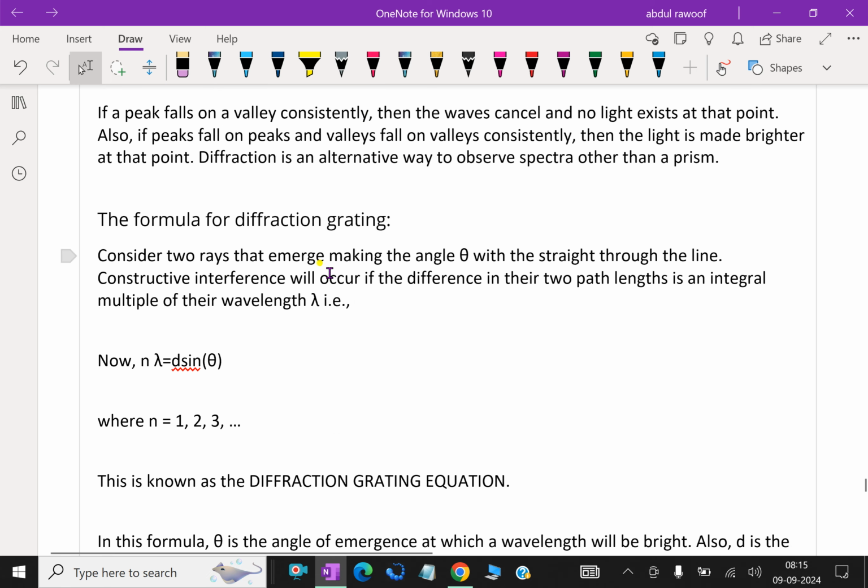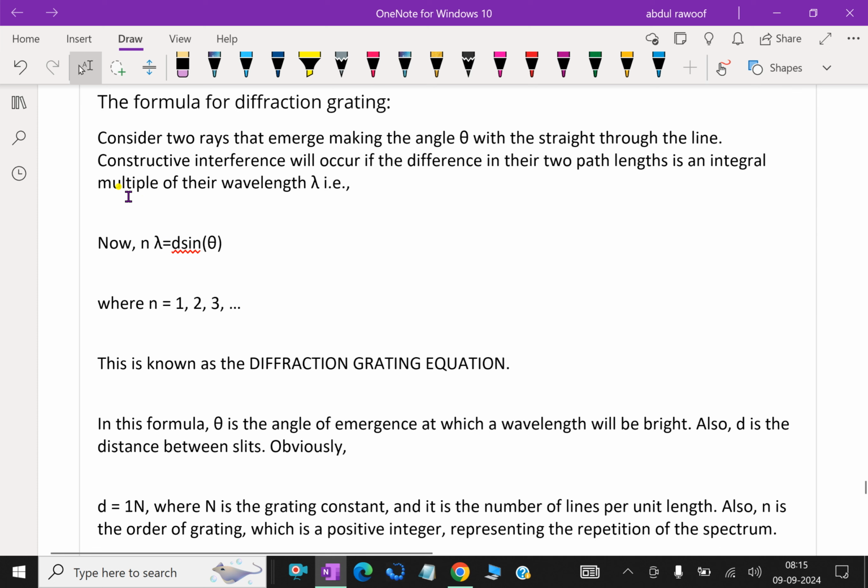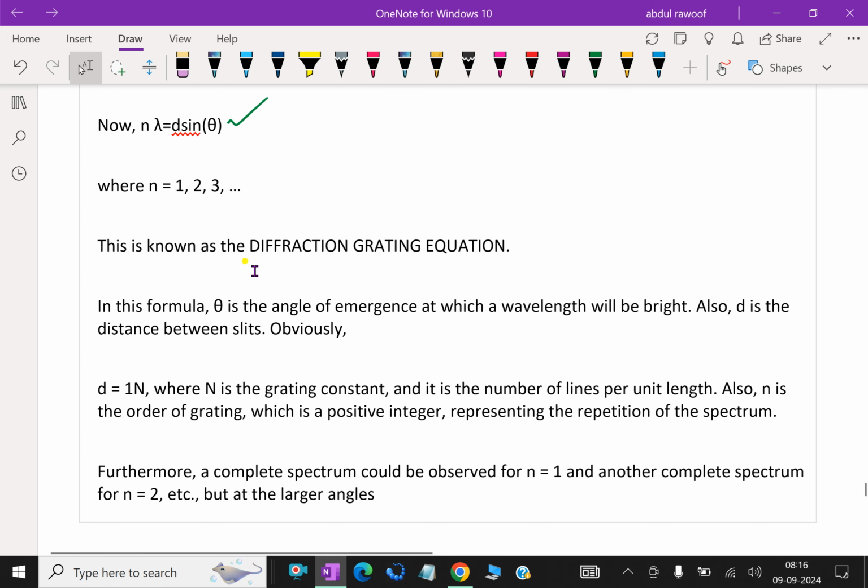The formula of diffraction grating. Here, consider two rays that emerge, making the angle theta with the straight through line. Constructive interference will occur if the difference in their two path lengths is an integral multiple of their wavelength, lambda. Now n lambda equals d sine theta. This is a formula where n equals whole numbers 1, 2, 3, and so on. This is known as the diffraction grating equation. n lambda equals d sine theta is the diffraction grating equation.